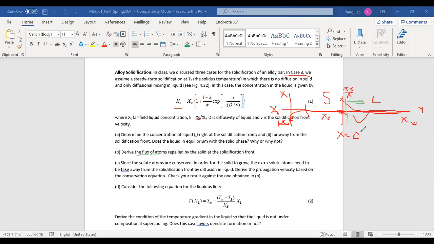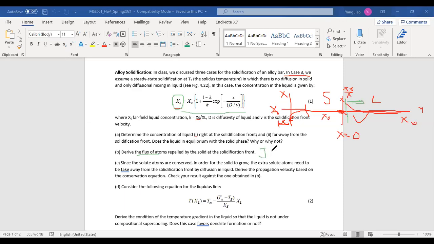But the interesting thing is that we don't have to start from scratch to solve this flux, because the flux due to the repel of the solid phase is the same as the incoming flux taken by the liquid phase. Now we don't know the flux repelled by the solid, but we do know the incoming flux taken by the liquid, because we have this equation that describes the steady state composition profile of the liquid. If you take the derivative of XL with respect to x and get its value at x equals 0, this allows you to compute the flux.